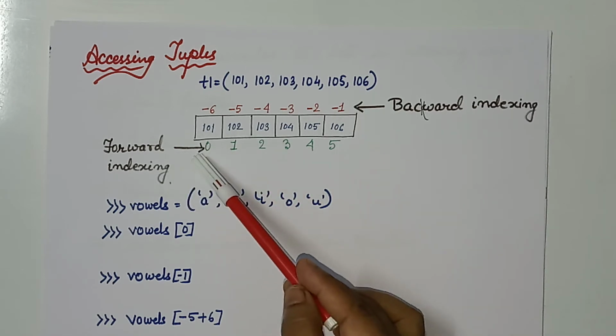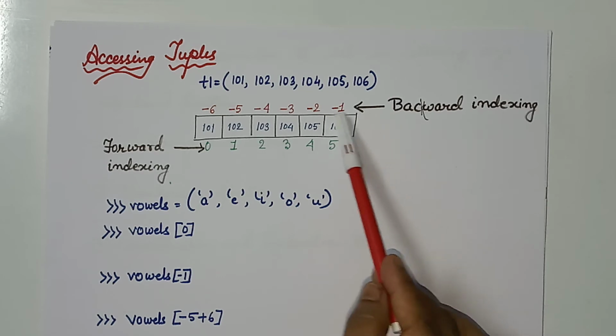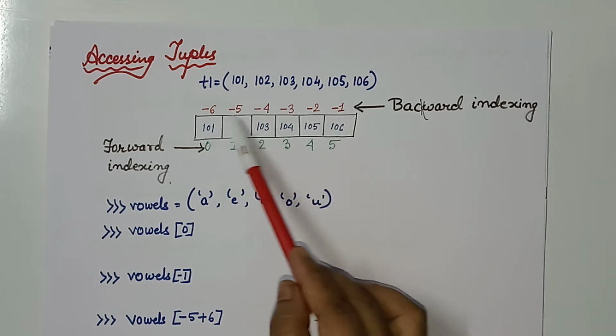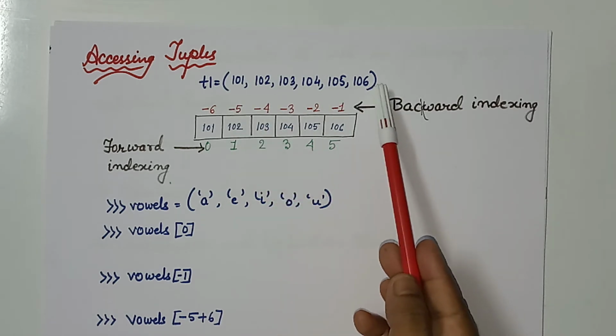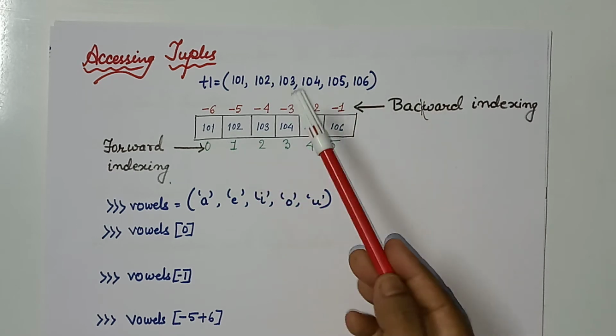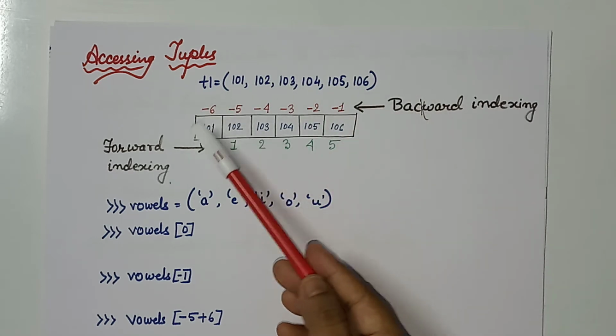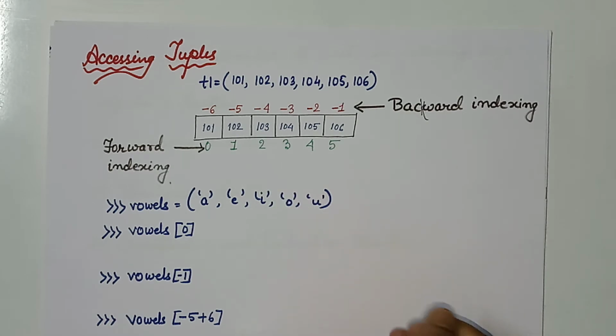If you go to the forward indexing, this is the positive index, and if you go to the backward indexing, it will go from -1 to -6, or it can be more than that. In this example, we have taken 6 elements. If you take more than 6, let's say 7 or 8, the last index will be according to the length of the tuple. Now let us understand with some examples.